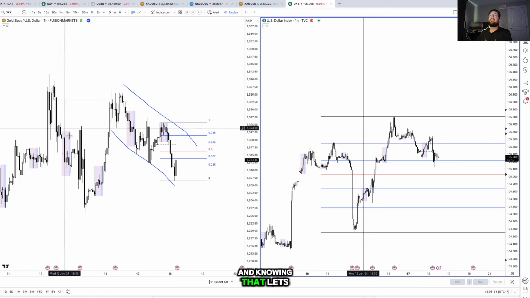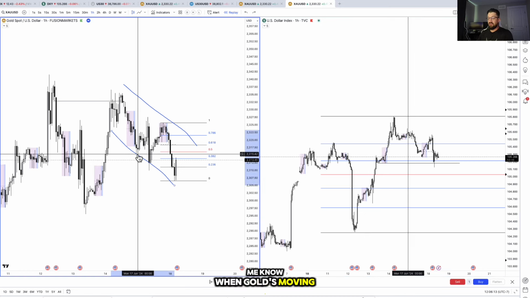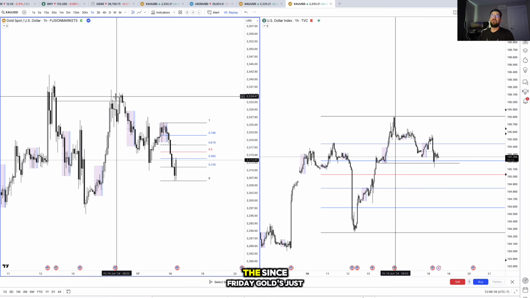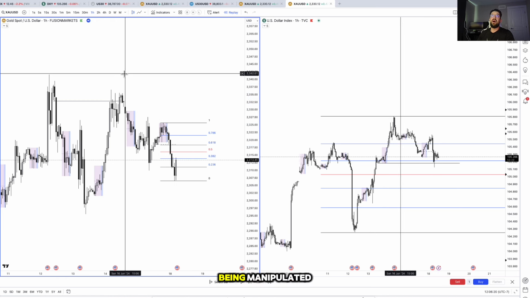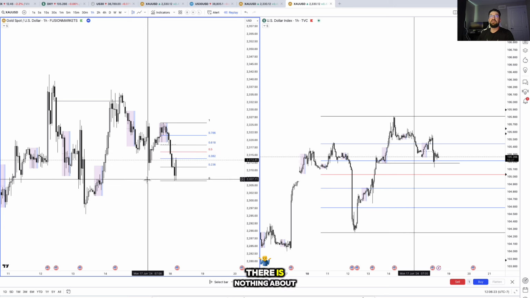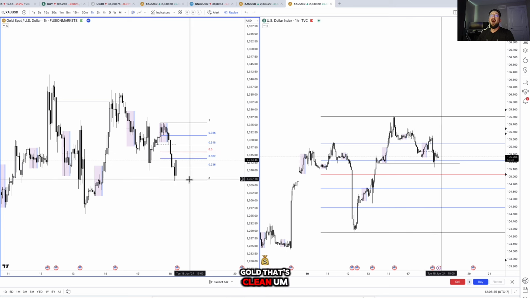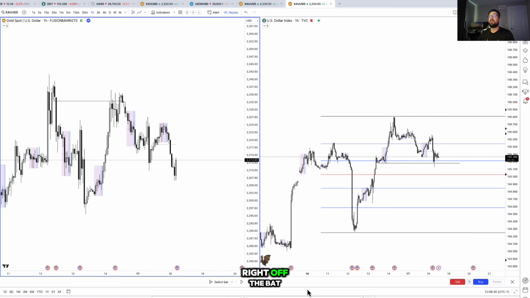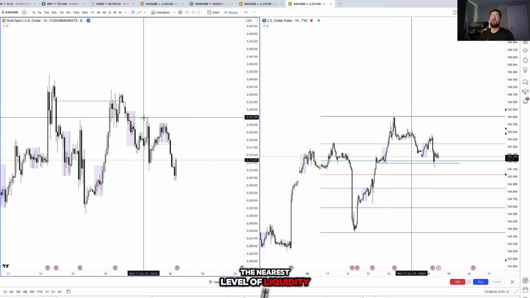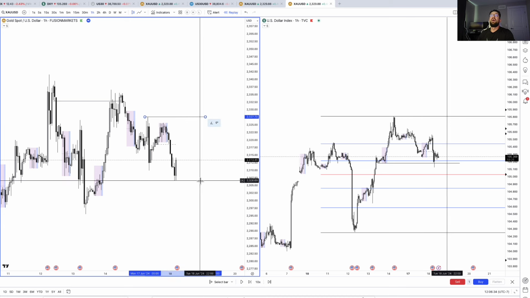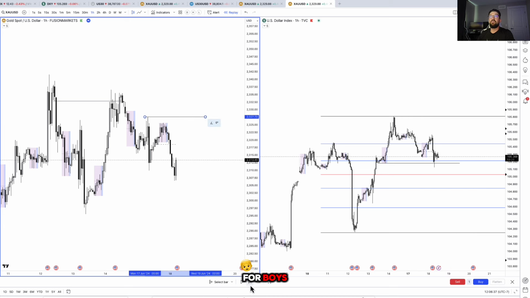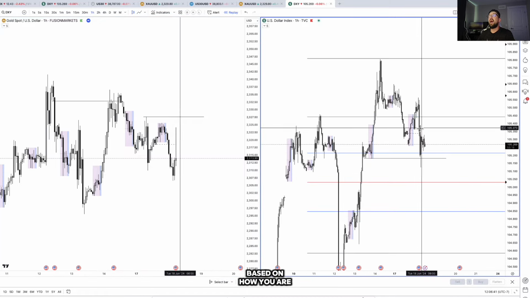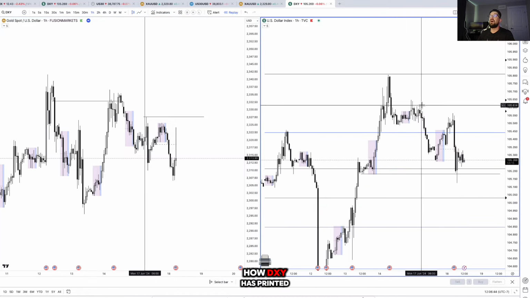And knowing that lets me know when gold's moving, when the price action on gold's clean and when it's being manipulated. Since Friday, gold's just being manipulated. There is nothing about gold that's clean. So essentially, we know right off the bat, we're going to go to the nearest level of liquidity, which for me was this high. So essentially, I'm looking for buys. It's that simple for me based on how DXY has printed.